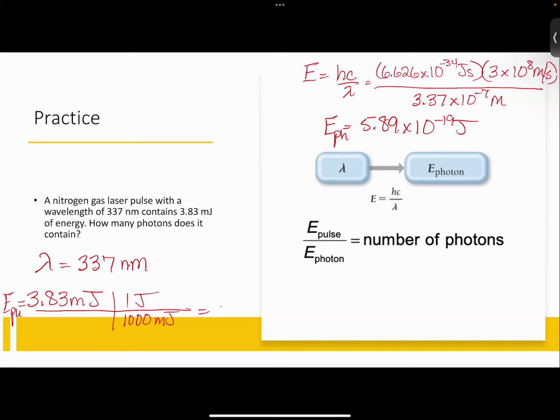So therefore it's 0.00383 joules. So using this equation, the pulse is 0.00383 joules divided by 5.89 times 10 to the minus 19 joules. That is going to equal our number of photons.